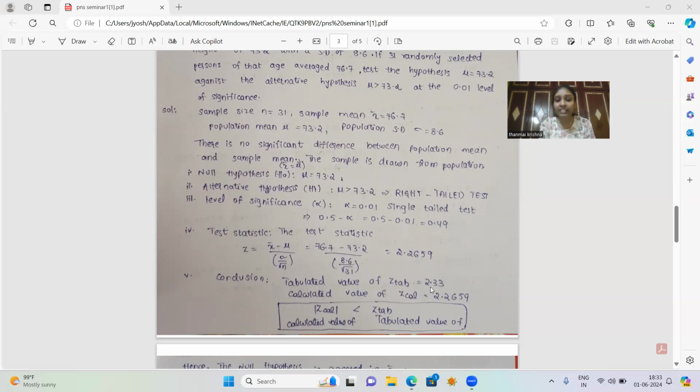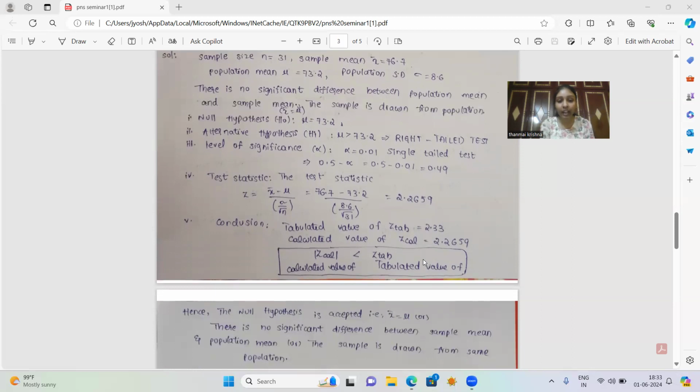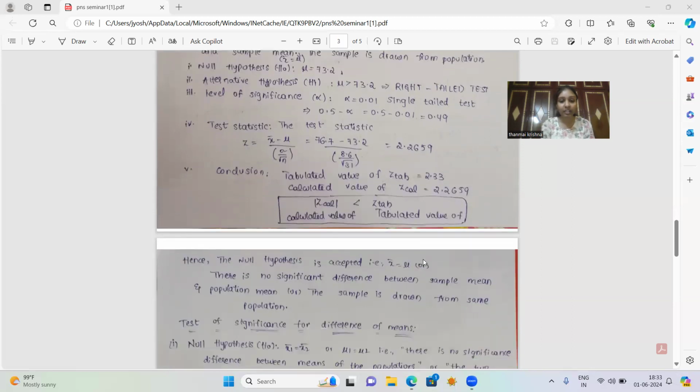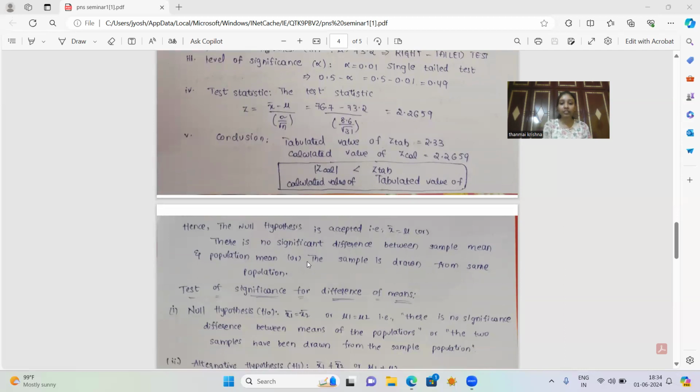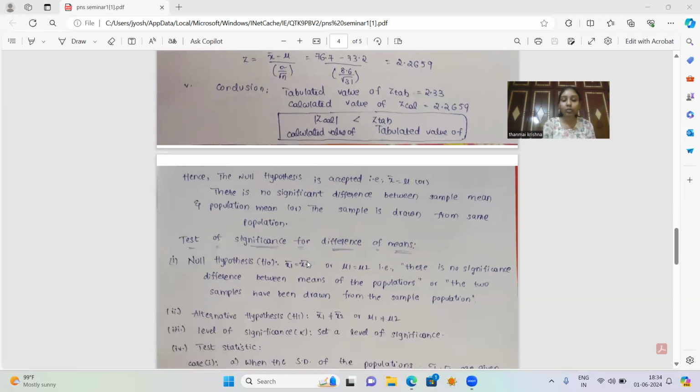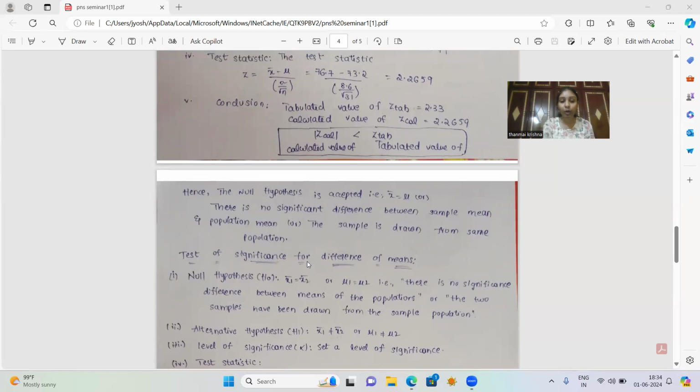Next, the calculated value of Z, which we calculated before, is 2.2659, which means the calculated value is less than the tabulated value. If Zcal is less than Ztab, the null hypothesis is accepted, which means there is no significant difference between the sample mean and population mean, or the sample is drawn from the population. Totally, the null hypothesis is accepted in the above single mean problem.